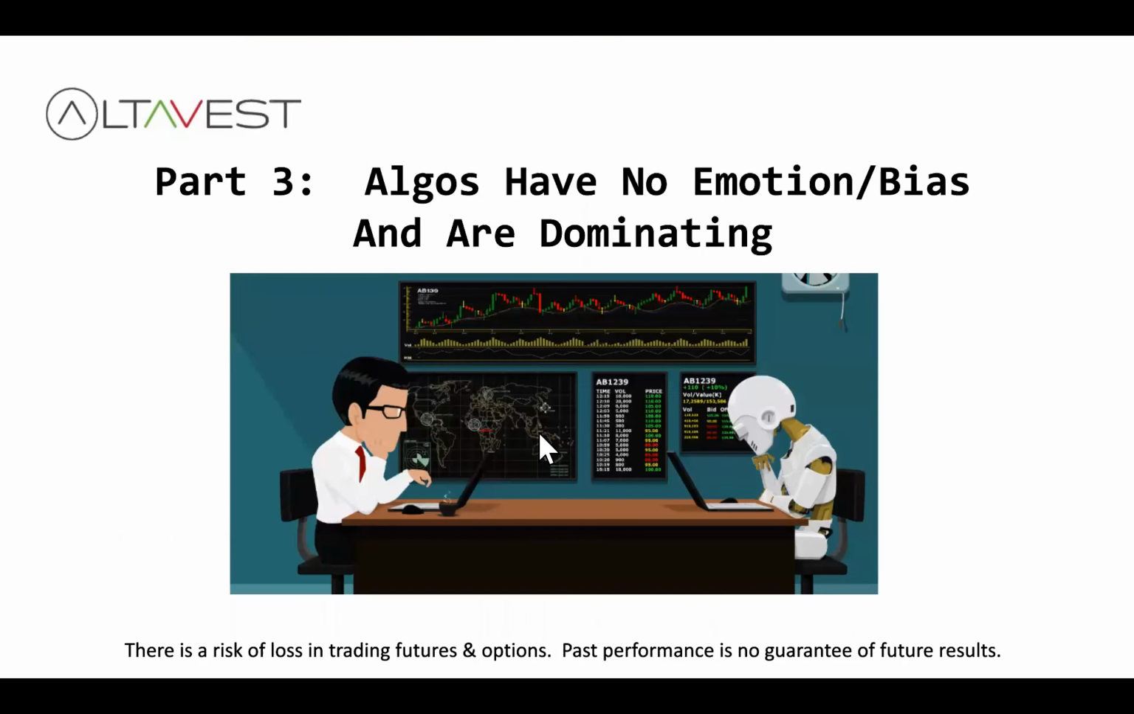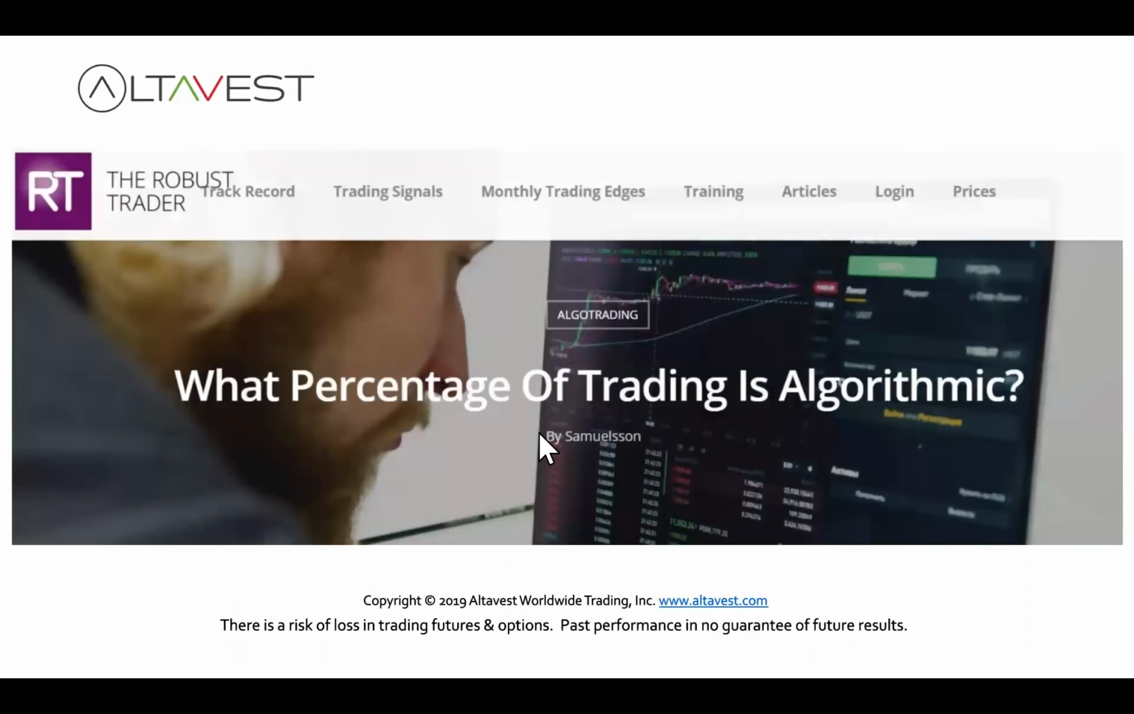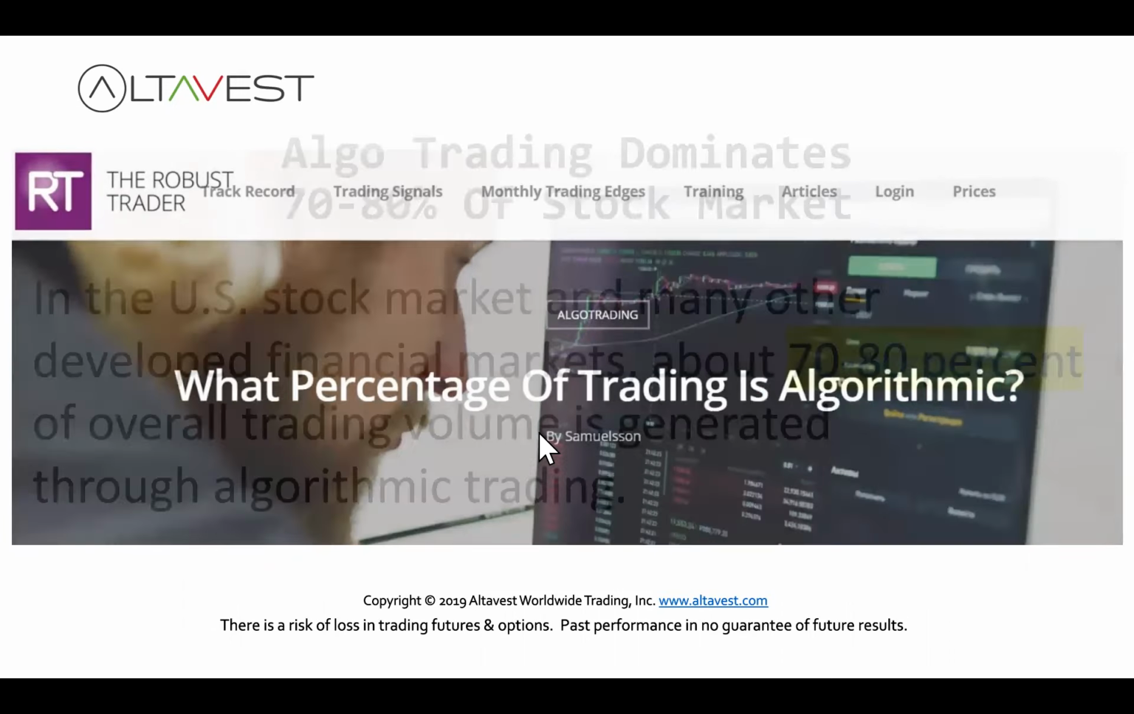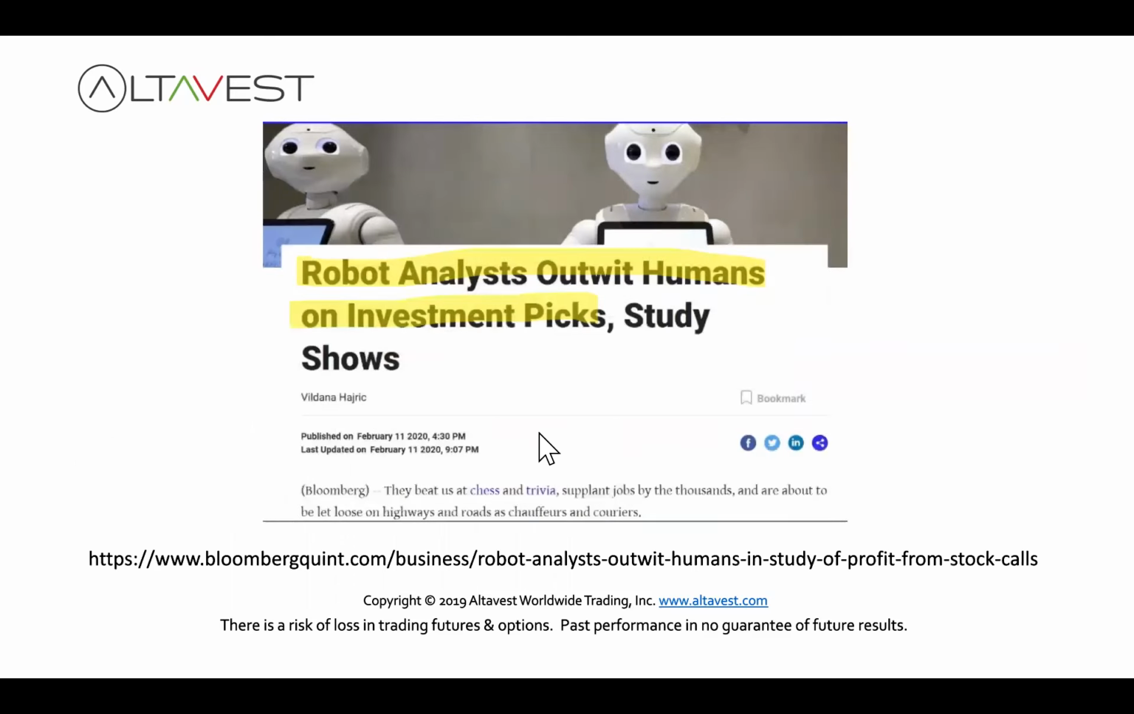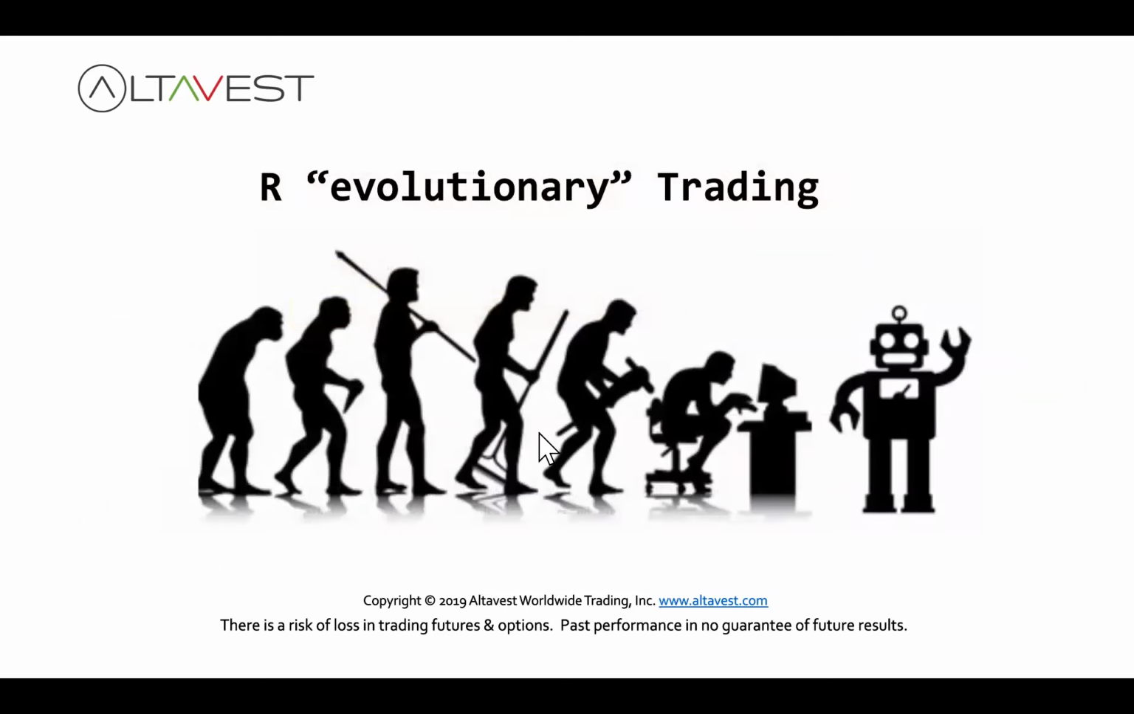So number 3, part 3, I should say, algorithms. They're dominating the landscape. A recent article here I noticed, what percentage of trading is algo trading? 70 to 80% of trading volume generated through algorithmic trading. So when you're doing your trades, you're not trading against some other person behind their phone app or their desktop. You're trading against the machines. So robots are outwitting humans on investment picks. And that's what you call revolutionary trading.